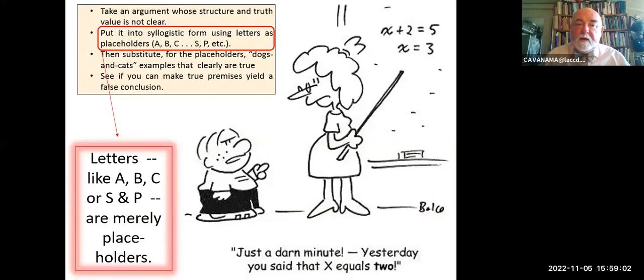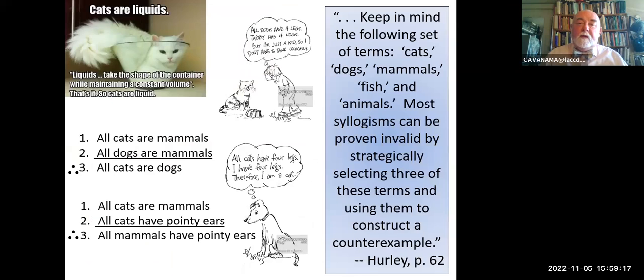Okay. For our placeholders, again, we don't worry too much about what we use. A kid says to his math teacher, hold on a darn minute. Yesterday you said x equals 2. Now you're telling me x equals 3. Well, good. Not important.